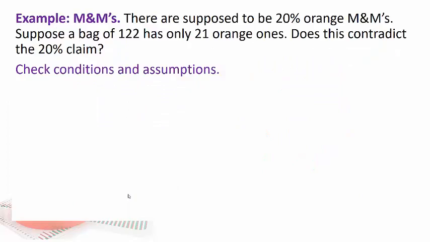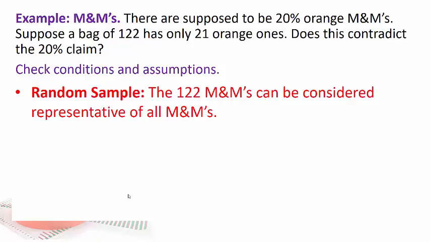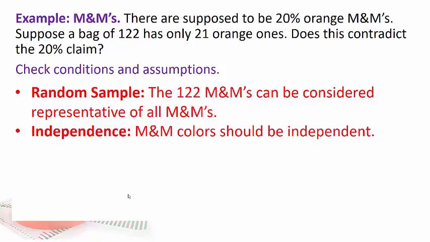Okay, next example, I'm going to create the model for this one. Always check conditions and assumptions. Is this random? Well, we're going to assume it's sort of random. There's no reason to think one bag's any different than another. You could say it's a cluster sample, and you'd be right. But there's no reason to think this bag is not representative of all the M&Ms. Could be, maybe. You can always put your hedge in there if you need to.